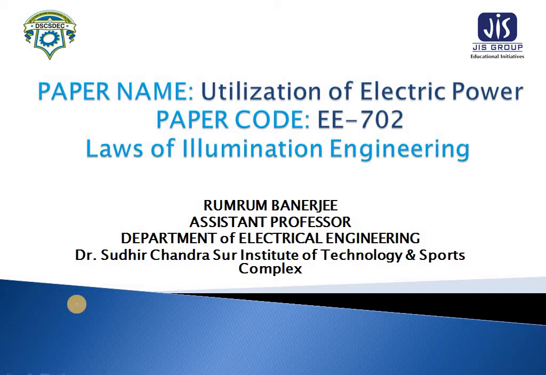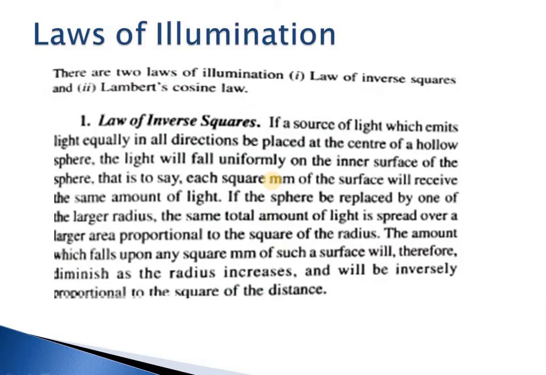So let's start with laws of illumination engineering. Laws mean some rules or basic principles which we need to follow in case of illumination. The basic laws of illumination are mainly two types: one, the law of inverse square, and second, Lambert's cosine law. So first we will discuss the law of inverse square.